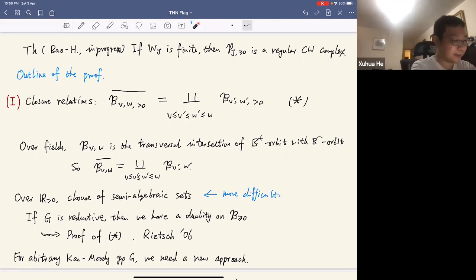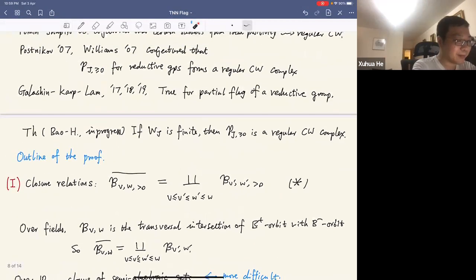I would say that some parts of our approach are very similar to Galashin, Karp, Lam, but there are several difficulties, mainly due to the Kac-Moody groups, and they also lead to some interesting mathematics.